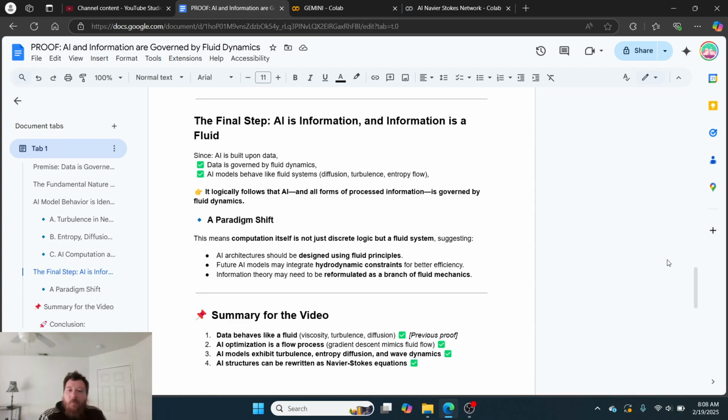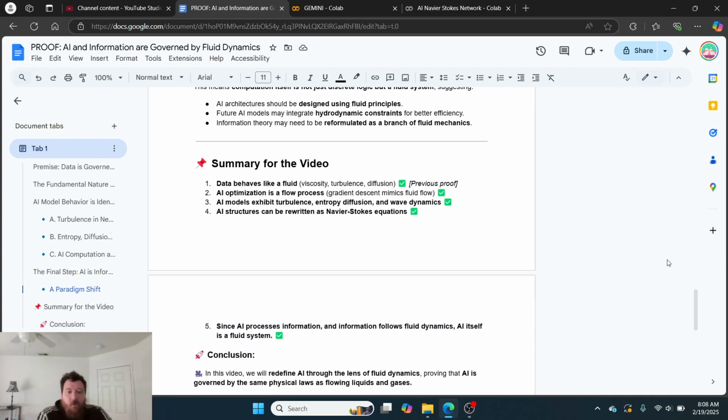This means computation itself is not just discrete logic, but a fluid system, suggesting AI architectures should be designed using fluid principles. Future AI models may integrate hydrodynamic constraints for better efficiency. I'll show you this model starts performing better, with some simple tweaks, than traditional neural networks. Information theory may need to be reformulated as a branch of fluid dynamics.